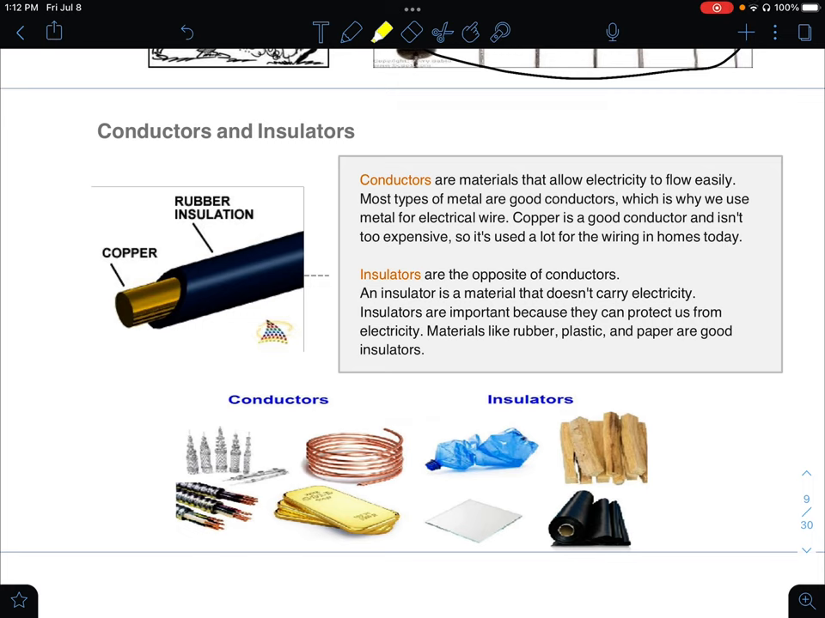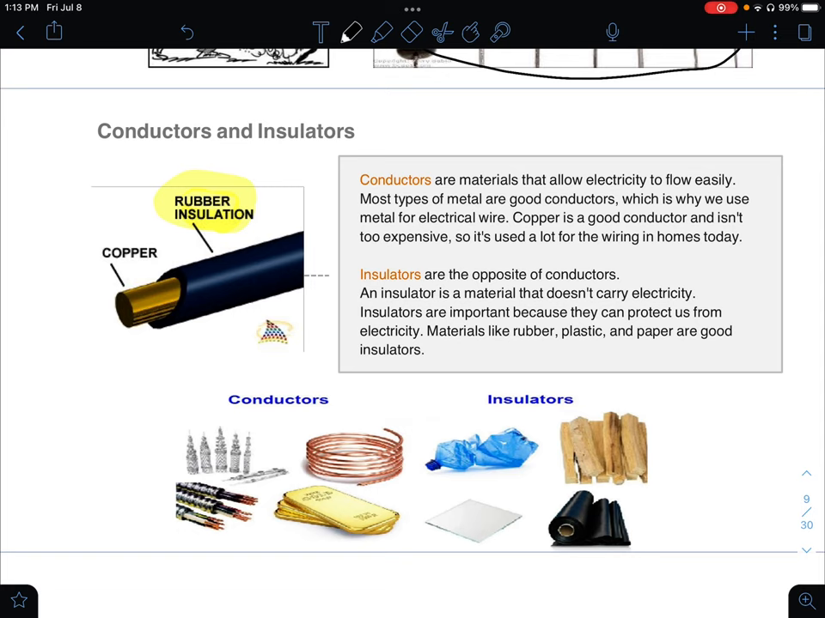our house these days. Now, the opposite of conductors are what we call insulators. It would be so dangerous if we didn't have insulators to insulate the conductors, because if there are only conductors without insulators, like what we see, there is the rubber insulation here, if you touch the conductor, you will get electrocuted, right? So an insulator is a material that doesn't carry electricity. Insulators are important because they can protect us from electricity. So examples of that are rubber, plastic, and paper.